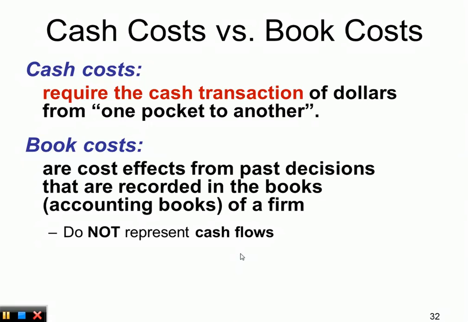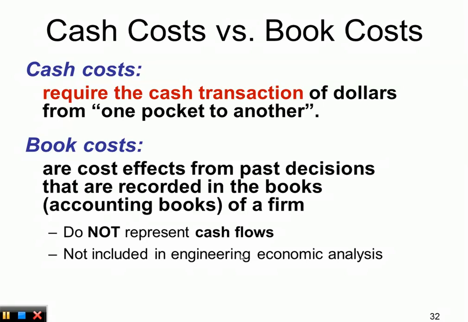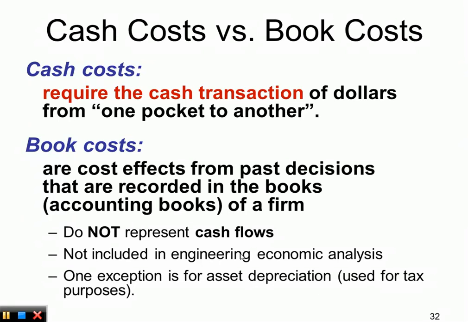They do not represent cash flows. They're not included in engineering economic analysis. So keep in mind that we will only consider cash costs in engineering economic analysis. And one exception is for asset depreciation, right? In that case, we actually will use the book cost, and that will be in much later chapters when we will discuss asset depreciation, and that is used for tax purposes.